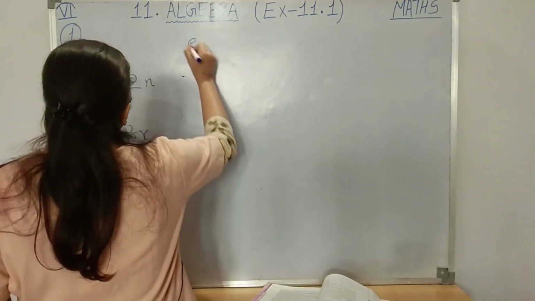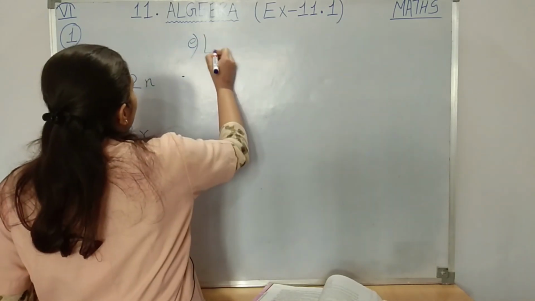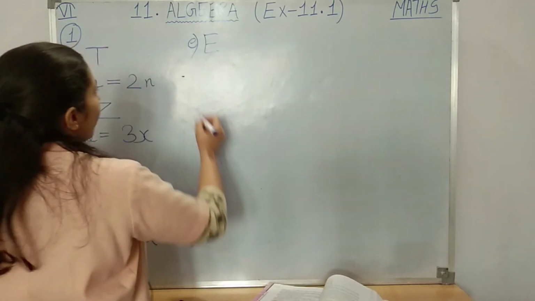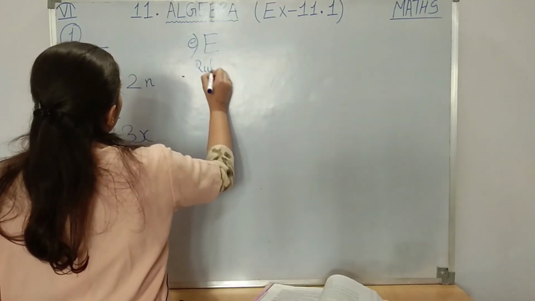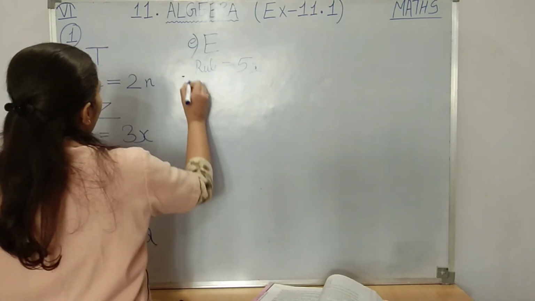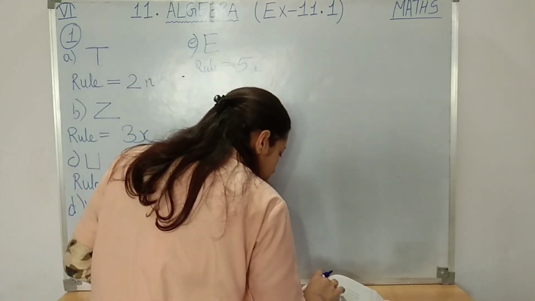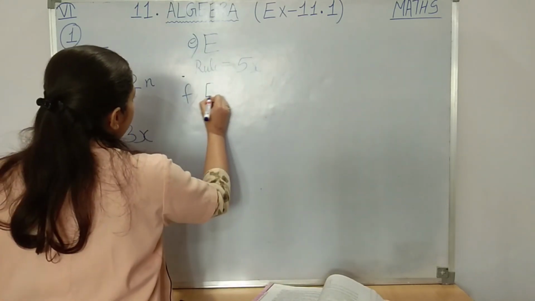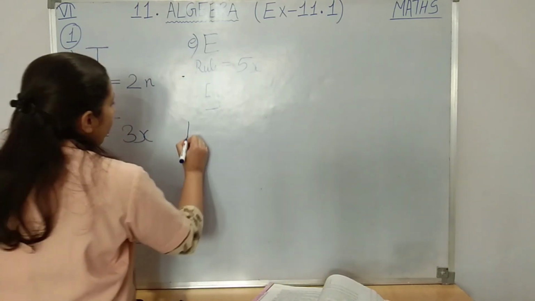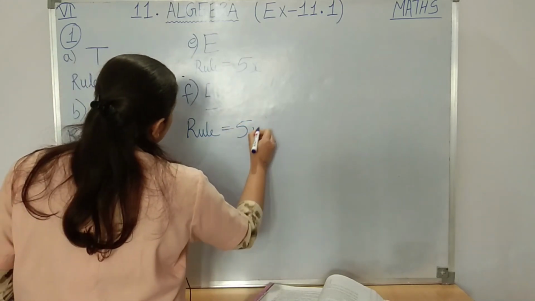Then point number E, if we want to make the letter pattern E, how many matchsticks for E? 1, 2, 3, 4, 5 matchsticks, students. So the rule will be 5X. Then the next letter to be made is S. 1, 2, 3, 4, 5 matchsticks for S. So again the rule can be 5N.